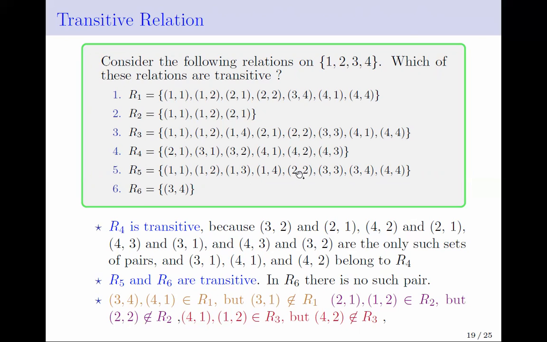1, 2, 2, 2: we have 1, 2. Then 1, 3, 3, 3: we have 1, 3. 1, 4, 4, 4: we have 1, 4. 3, 4, 4, 4: we have 3, 4. Therefore R5 is also transitive. R6 is transitive because there is only one element. Therefore, no need of considering A, B and B, C. If A, B and B, C belong to R, then A is related to C. Here we have only one element, therefore it's also transitive.